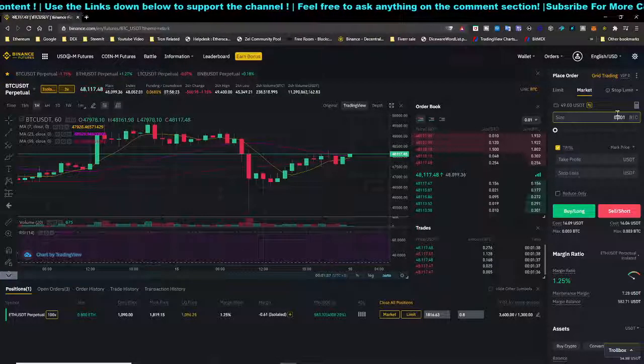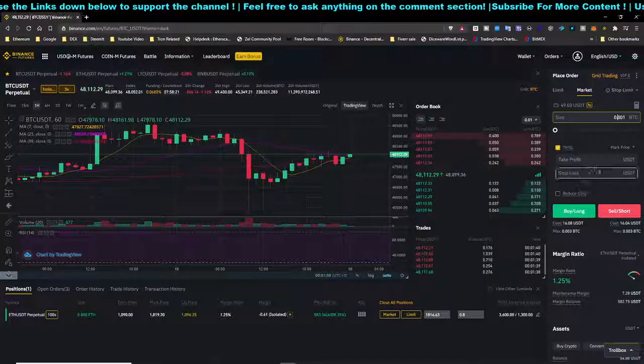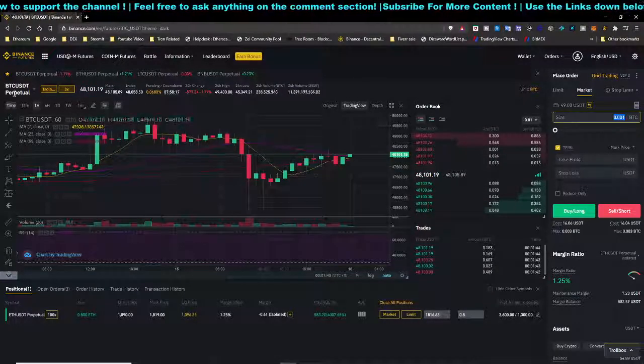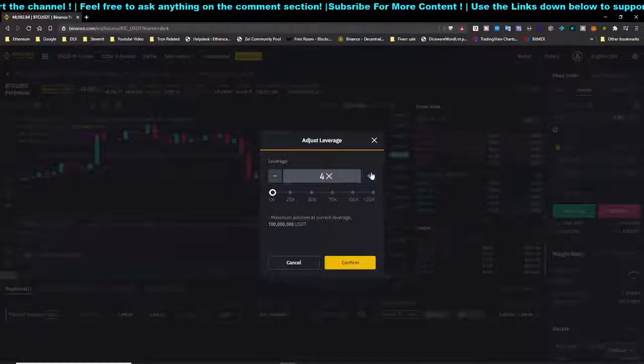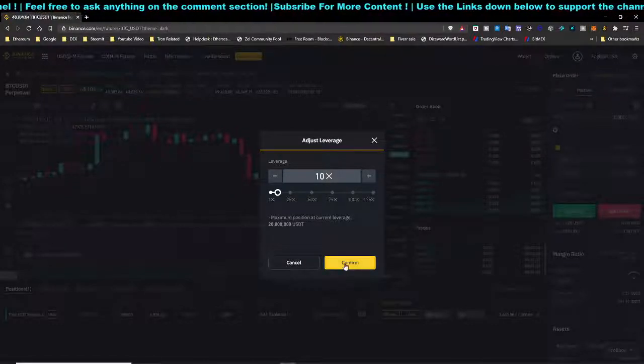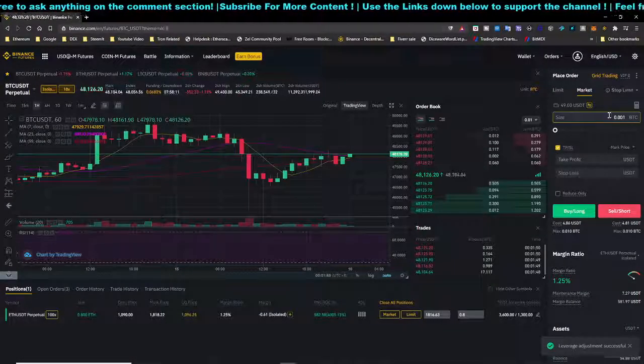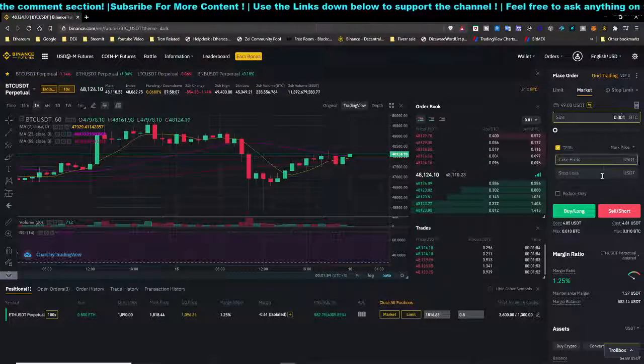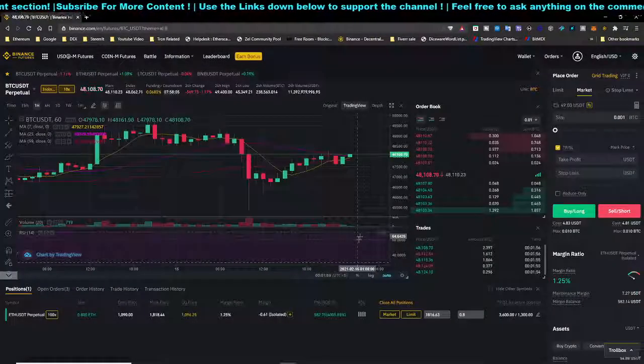The minimum is this amount, and once you enter the amount of Bitcoin, it's going to tell you how much it's going to cost. So I'm going to use a larger leverage. Over here you can see 0.001 is going to cost me only $4. So I'm just going to click on buy and done.